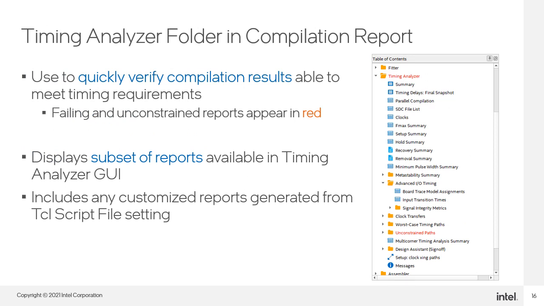The list of reports shown here is the default list when the timing sign-off stage in Quartus is complete. Also, reports generated from Tcl scripts in the Tcl script file setting will be shown here. Any report name that is red in color indicates that there is some error to investigate. Most of these errors will be in the form of failing timing paths, but the red in the unconstrained paths report indicates that there are paths in your design that have not been constrained. The reports listed here are not the only reports that Timing Analyzer can create. You can open the Timing Analyzer and generate more reports specific to the area that you're interested in.